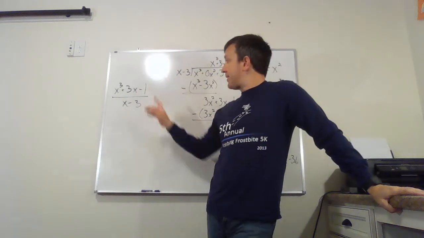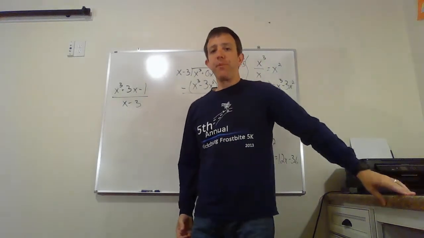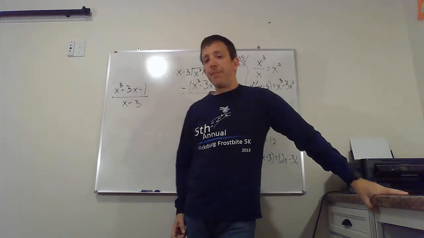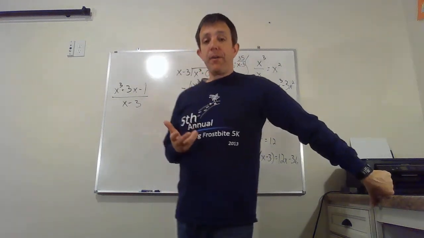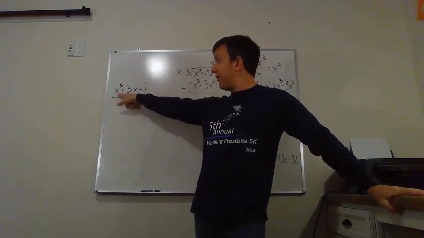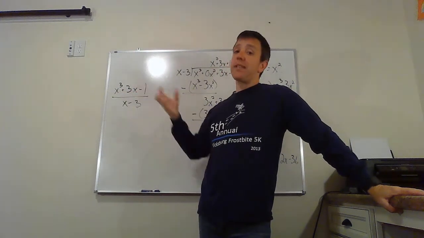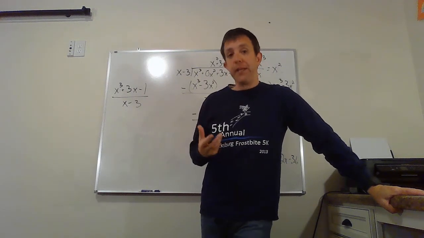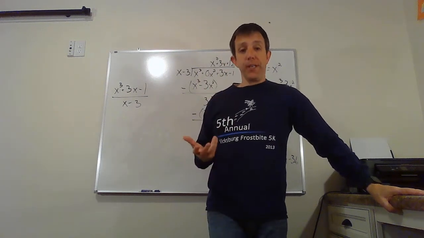Okay, for our last example, I want to do this one. X cubed plus 3x minus 1, all divided by x minus 3. Now, on this one, we have a missing term. So I notice I have x cubed, then I have 3x. I don't have x squared. So I'm going to have to fill that in. We talked about that earlier. We're just going to put it in with a 0.